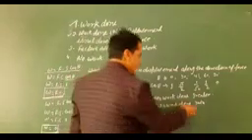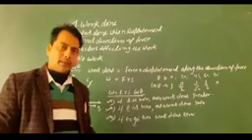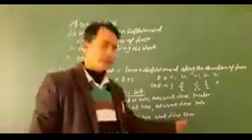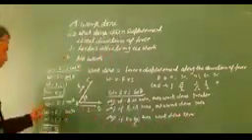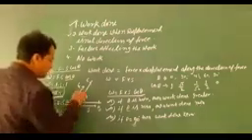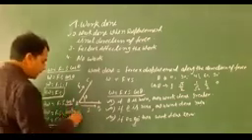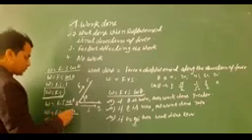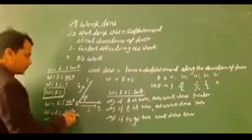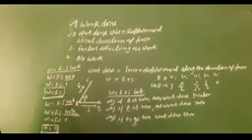Next condition: when theta is maximum, then work done is minimum. And the third condition: theta equals 90 degrees, then work done is 0. We know that W equals F into S cos theta, and if the angle between force and displacement is 90 degrees, then W equals F into S cos 90. The value of cos 90 equals 0, so W equals F into S into 0, and W equals 0.